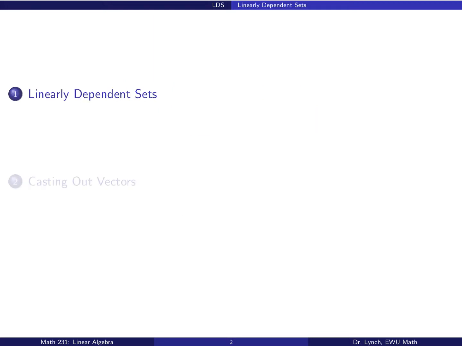Last time we came up with the definition for a linearly independent set, one which has only a trivial relation of linear dependence. Today we'll talk about some consequences of sets that are linearly dependent, and we'll see that a linearly dependent set implies extra vectors, and we'll see a methodical way to cast out those vectors.